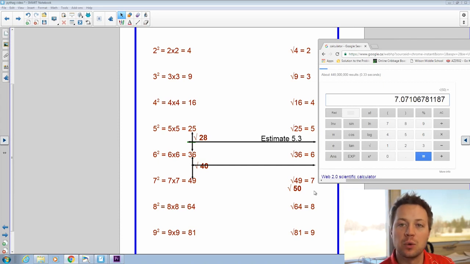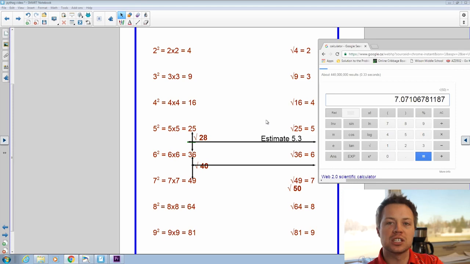That rounds to 7.1. So estimating square roots, it's actually not that hard if you think about all the perfect squares and what their square roots are on a number line.